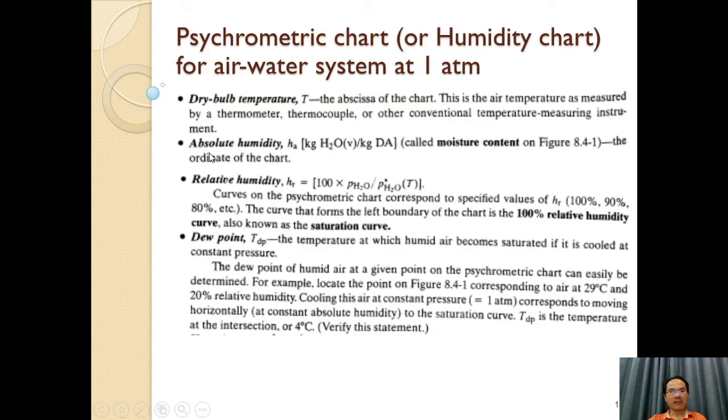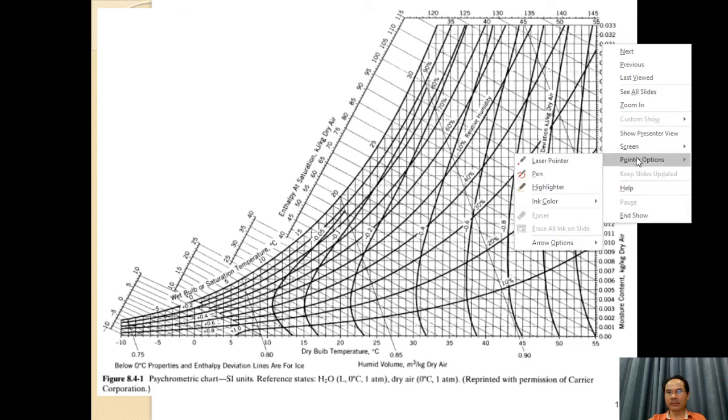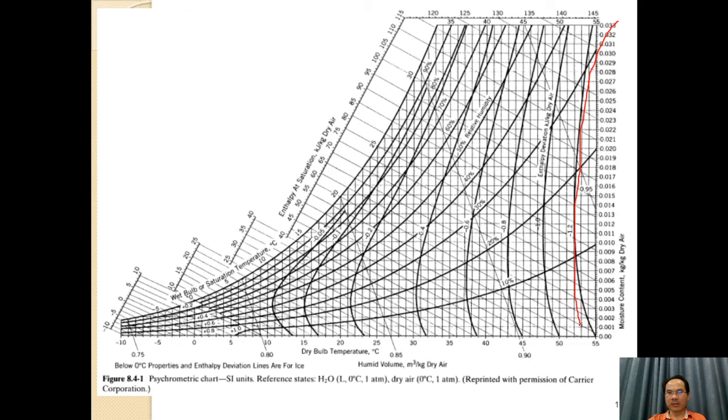Okay? And the next one, absolute humidity, which I already talked about in chapter 6. Absolute humidity, in this case, we sometimes call moisture content. Moisture content is kilogram of water vapor per kilogram of dry air, which you look at in the y-axis. That's the y-axis. This is the value of absolute humidity. This is the value of dry bulb temperature.